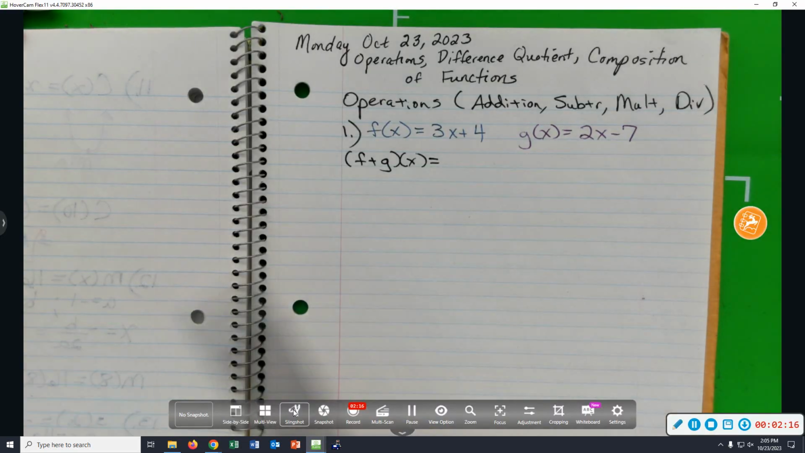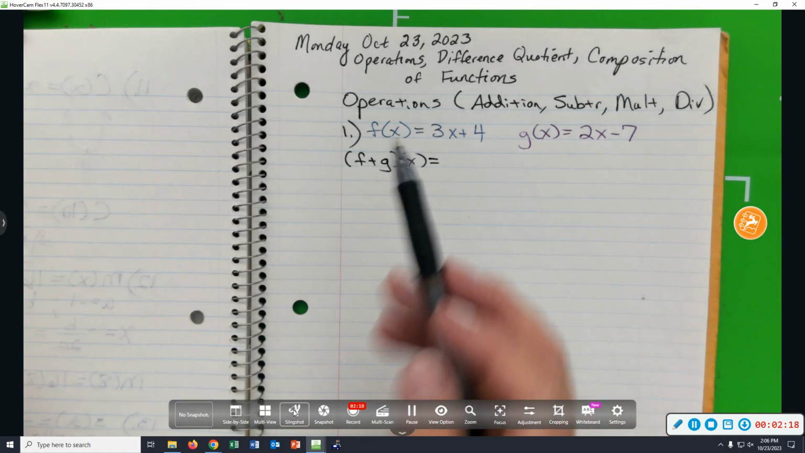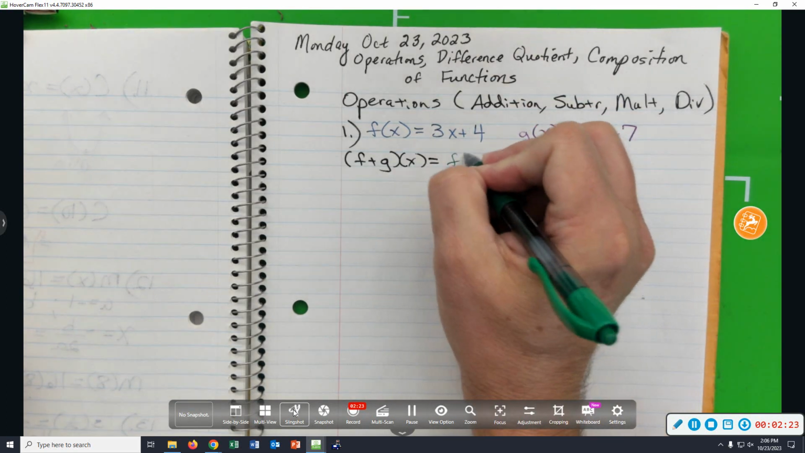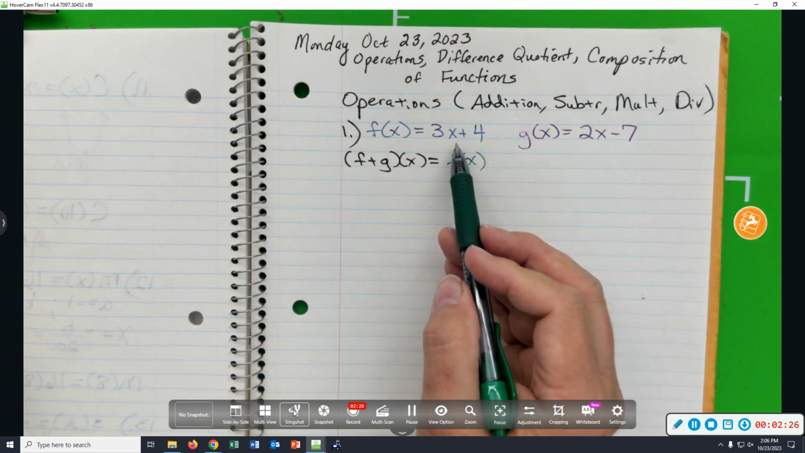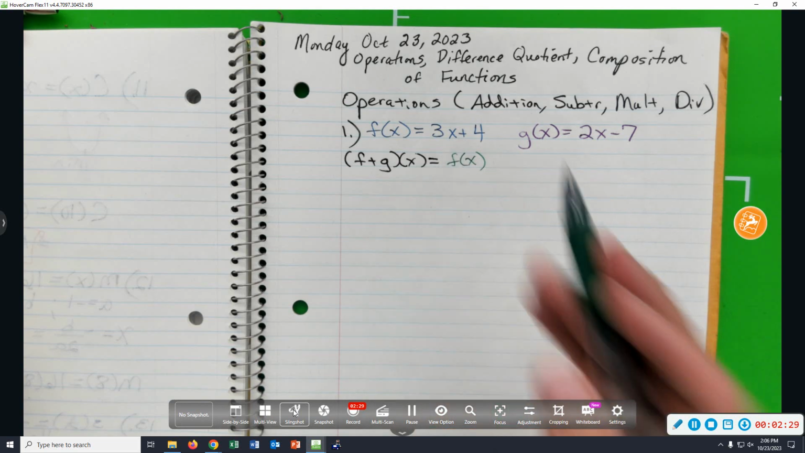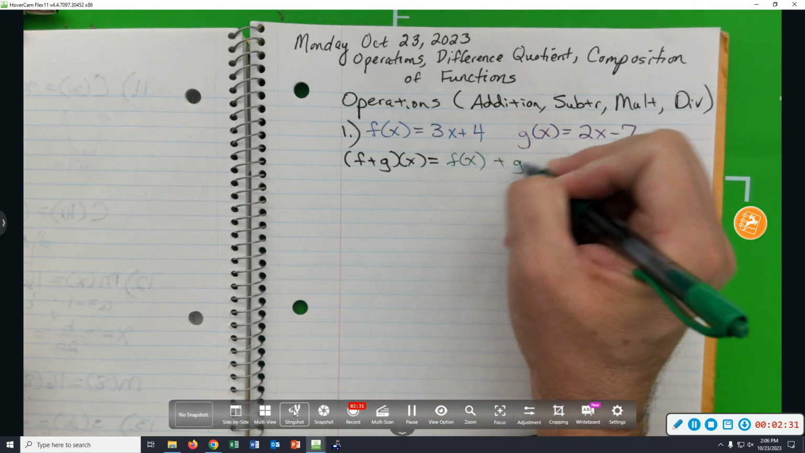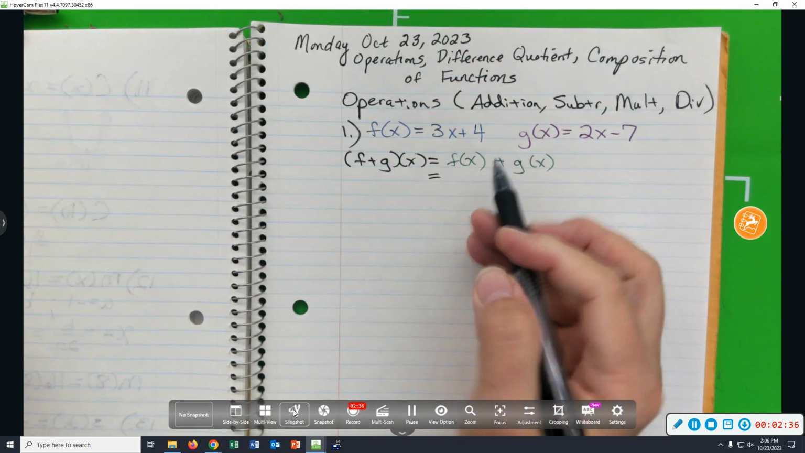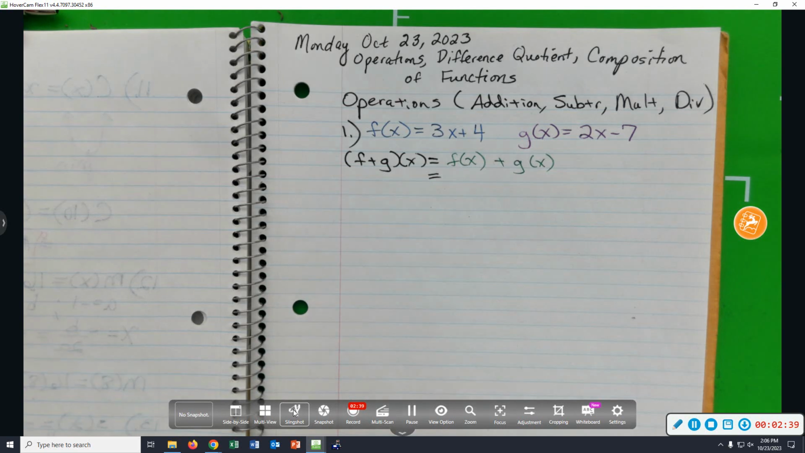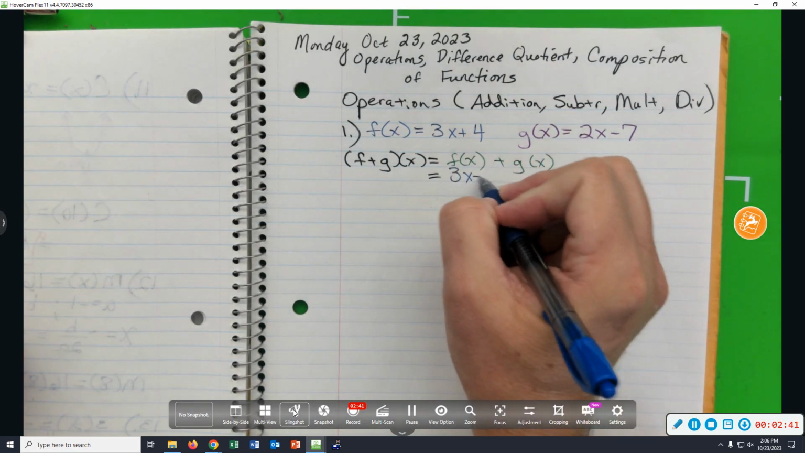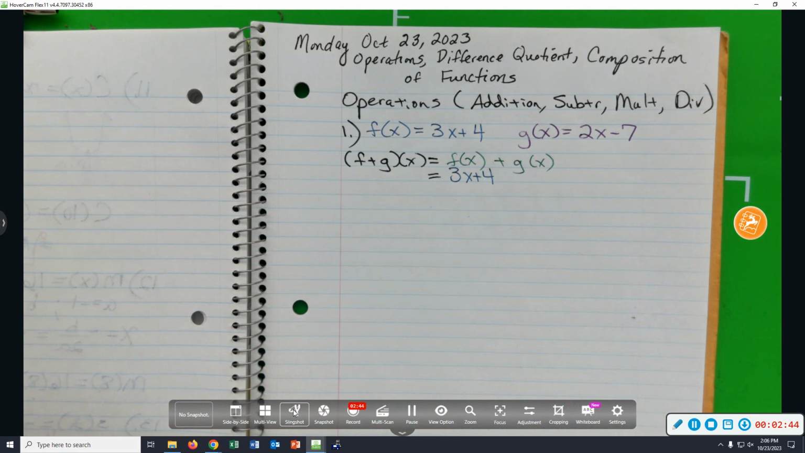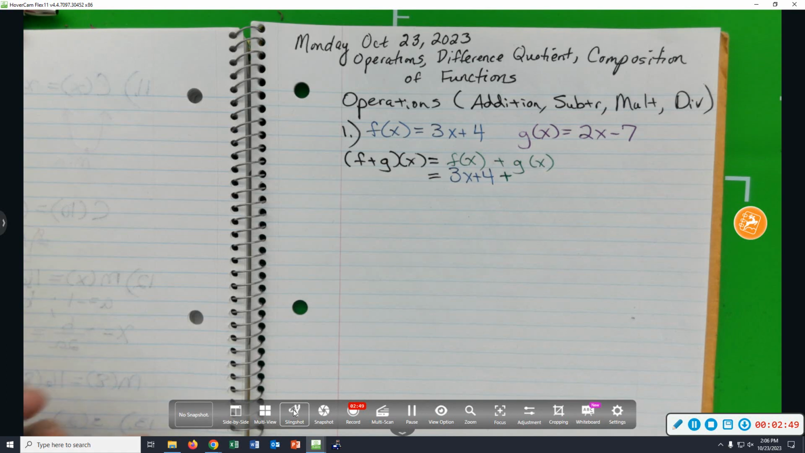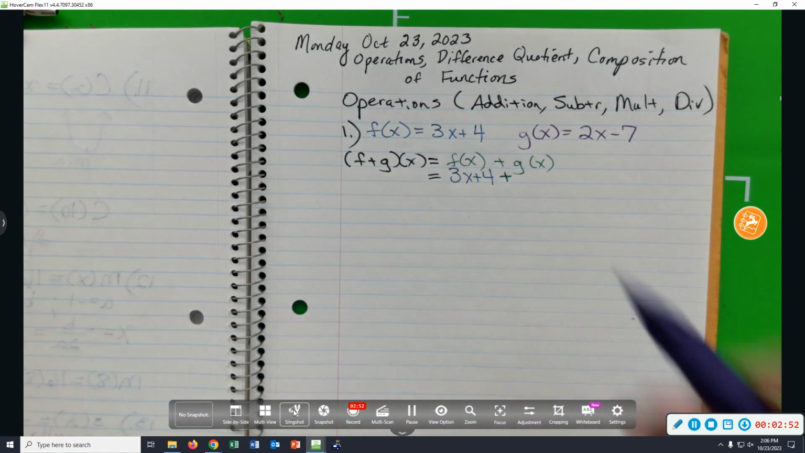F plus g in terms of x. That's just saying, here's what I'm thinking. That's saying take f of x. You already know what f of x is. They gave it to you, 3x plus 4. And they want you to add g of x. So, just f of x, 3x plus 4, plus g of x is 2x minus 7.